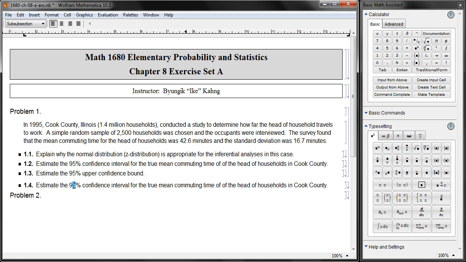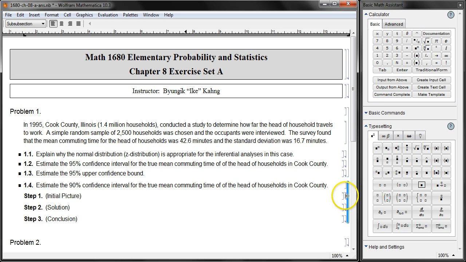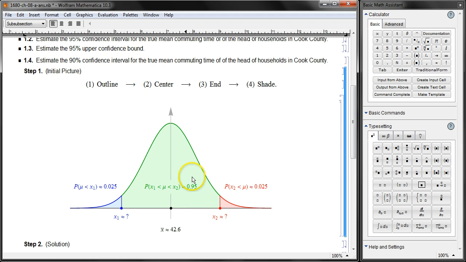Instead of 95%, let's use, how about 90% confidence interval? In that case, what do we get? Well, the initial picture will change a little bit. Instead of 95%, the middle should be only 90%.